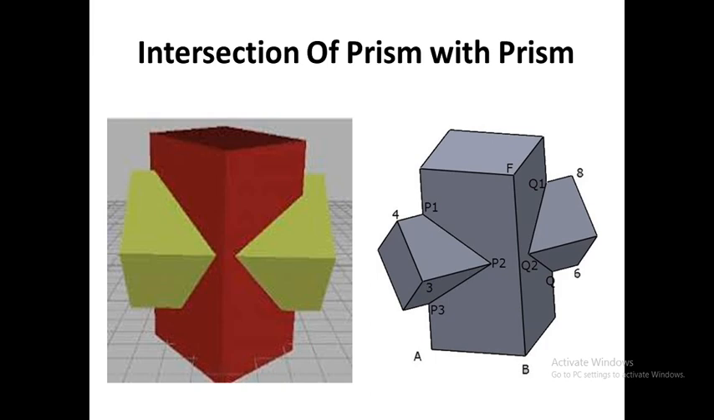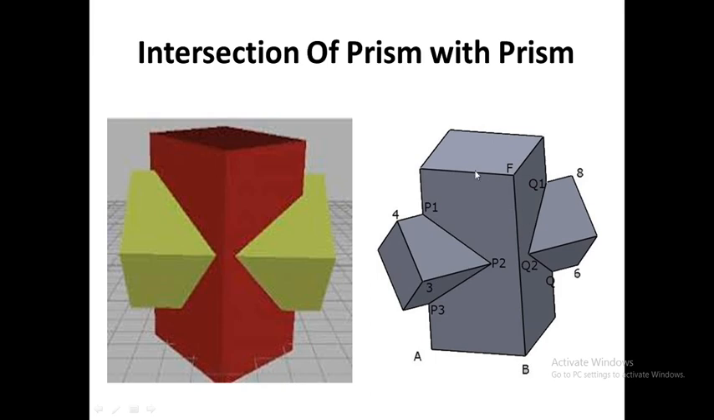a vertical square prism and a horizontal square prism. So the two objects are basically a vertical square prism and a horizontal square prism. Both are intersecting each other. That is, the horizontal square prism is passing through the vertical square prism.